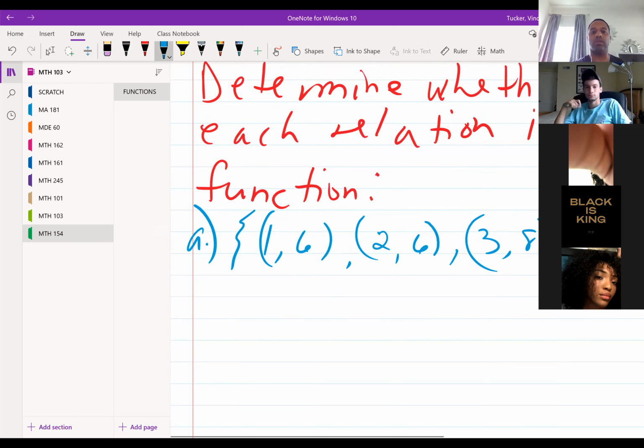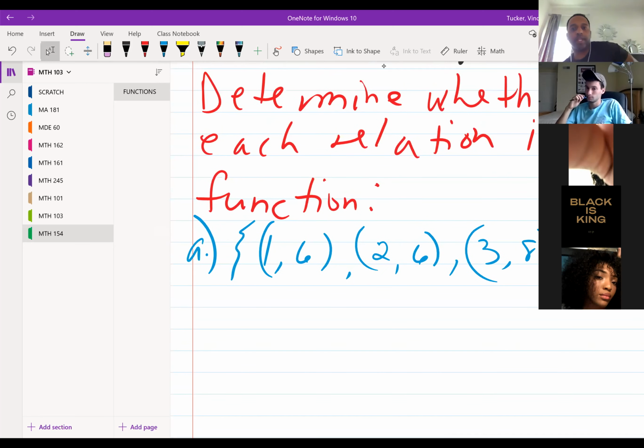All right. So determine whether each relation is a function. So we have (1, 6), (2, 6), (3, 8), (4, 9). So let me go ahead and get this out of the way. These are just numbers that they put together for you to determine whether they represent a function or not.